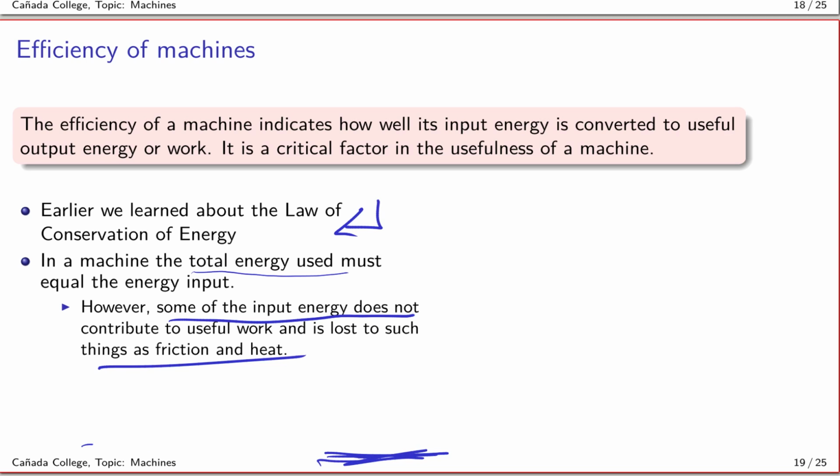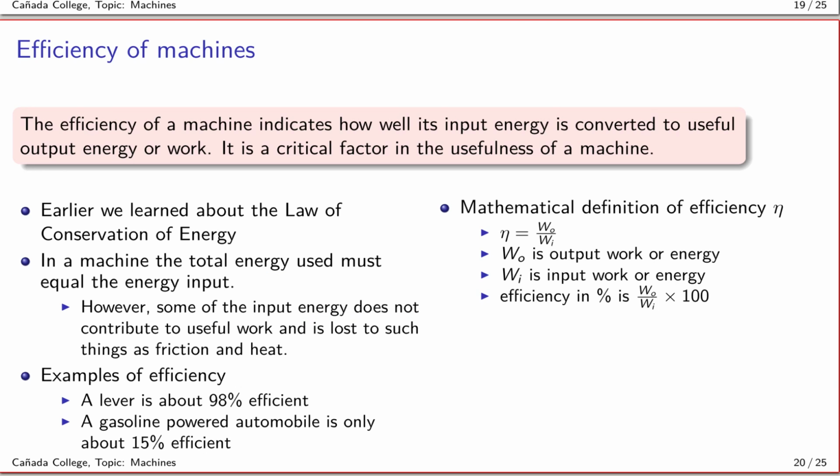Okay, and once you realize that, you can immediately see that the efficiency of a machine can never be 100%. So remember our original definition of the efficiency, which was the amount of work done divided by the input work or the input energy, right? And so because of the fact that you have loss of energy due to friction and heat, the output work cannot be equal to the input work, or the output energy cannot be equal to the input energy.